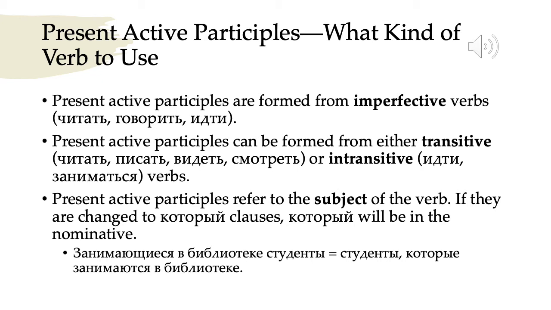If they are changed to который clauses, and all participial clauses can be changed to который clauses, который will be in the nominative. So let's look at an example. Занимающиеся в библиотеке студенты, where занимающиеся is the present active participle, means the same thing as студенты, которые занимаются в библиотеке. Either way, it means students who were studying or doing homework in the library. And note that который there is the subject of the verb заниматься, and it is in the nominative.